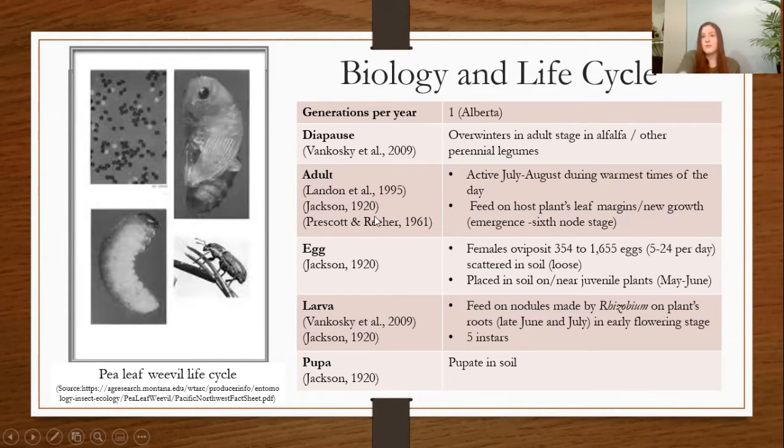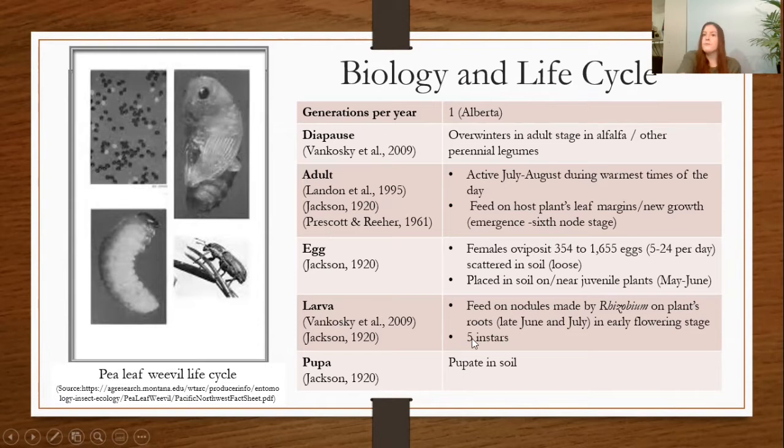So the eggs will be oviposited by the female, and the females will oviposit 354 to 1,655 eggs, which is an oddly specific number. And they will do this 5 to 24 times per day. They will oviposit while they are eating. So as they're walking around eating, they'll be ovipositing. And so the eggs will be scattered in the soil loose. They will be placed in soil on or near juvenile plants, and females will be ovipositing from May to June.